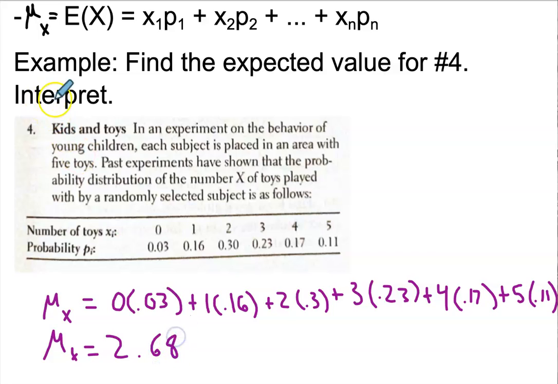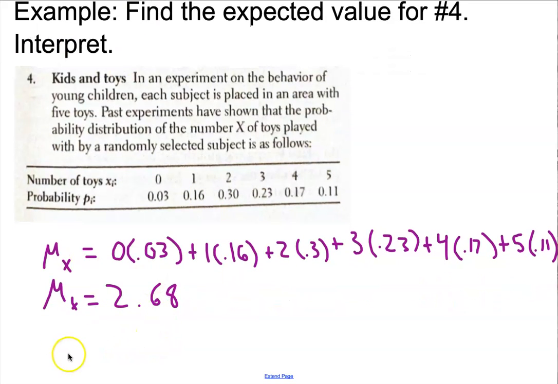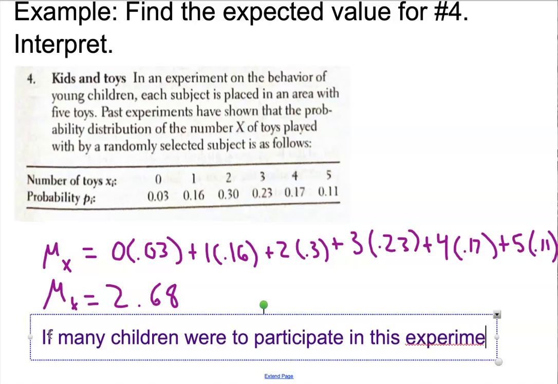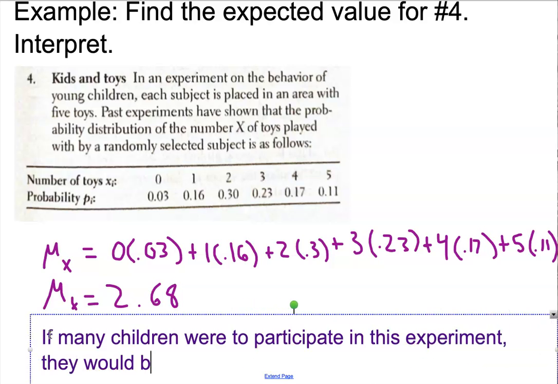Now we were also asked to interpret this. So what does that mean? If it's the expected value and it's in the long run, the long run here would be many children. So if many kids were to participate in this experiment, they would play with 2.68 toys on average. That's exactly what we are going to say. Many children were to participate in this experiment, they would play with 2.68 toys on average.